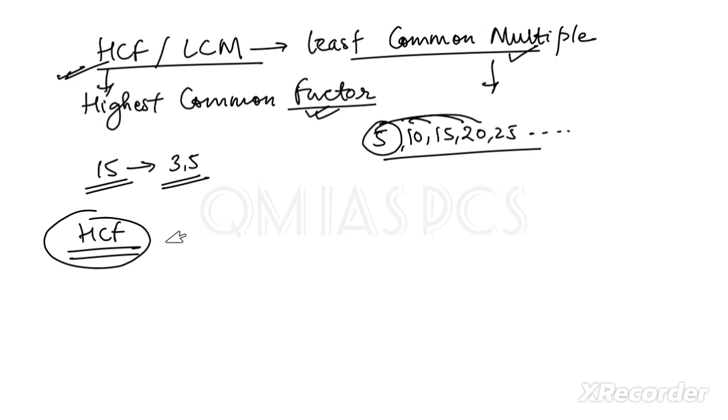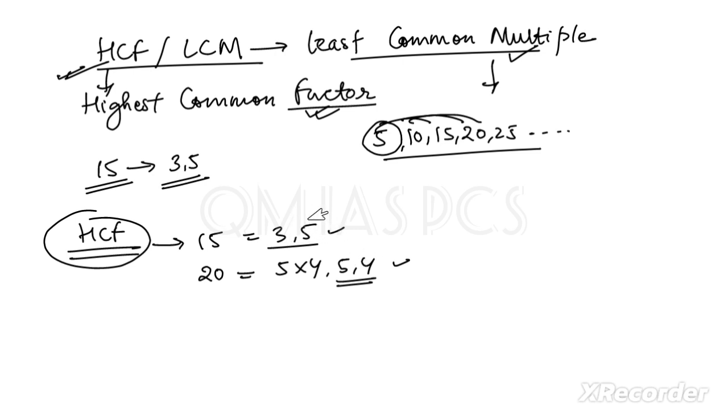So if I say factors of 15 are 3 and 5, and factors of, let's say, 20 are 5 and 4, then we have to compare the factors of both numbers. What is the highest factor common to both numbers? 5 is the highest factor, right? Then in this case, the HCF of 15 and 20 will be 5, because 5 is the highest common factor.